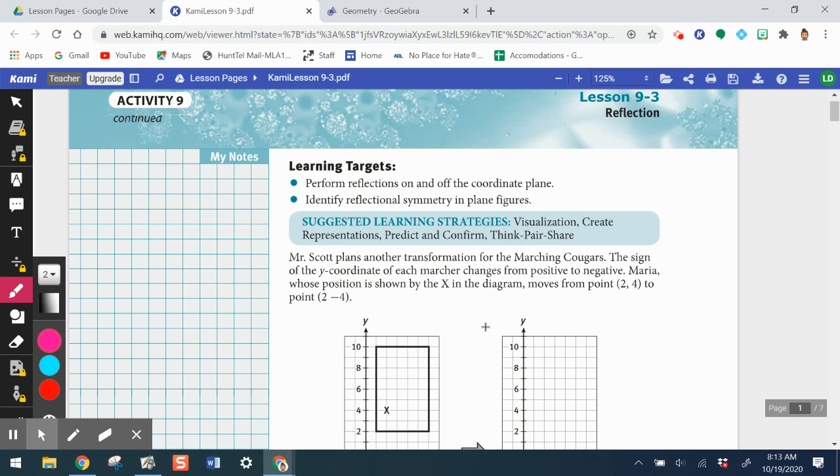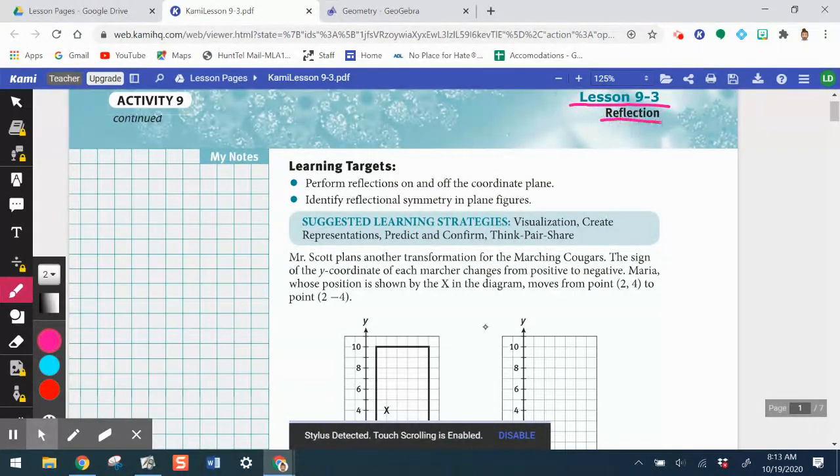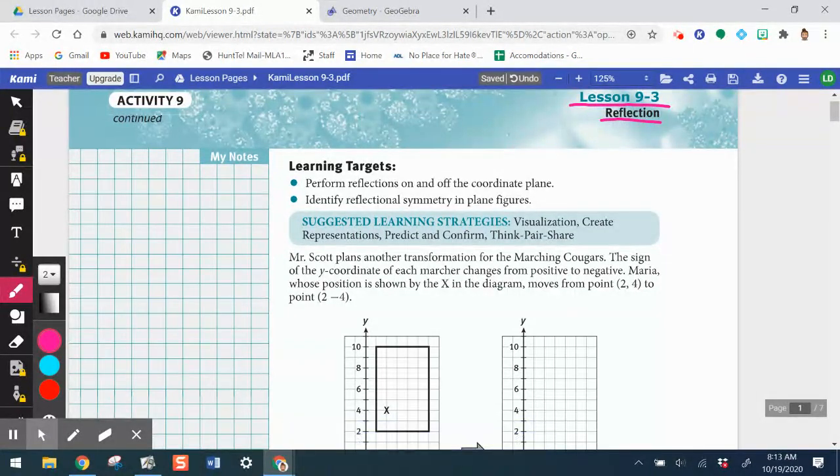Again, we are on Activity 9. More importantly, we're on Lesson 9-3, Reflections. Right? Activity 9 is all about transformations. We learned what a rigid motion or a non-rigid motion was in Lesson 9.1. In Lesson 9.2, we uncovered the first rigid motion, which was a translation. And now we are looking at our second rigid motion, the reflection. So let's get after it.